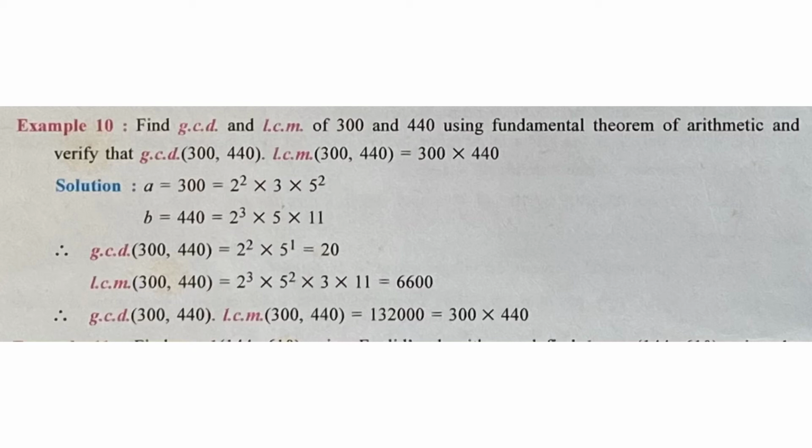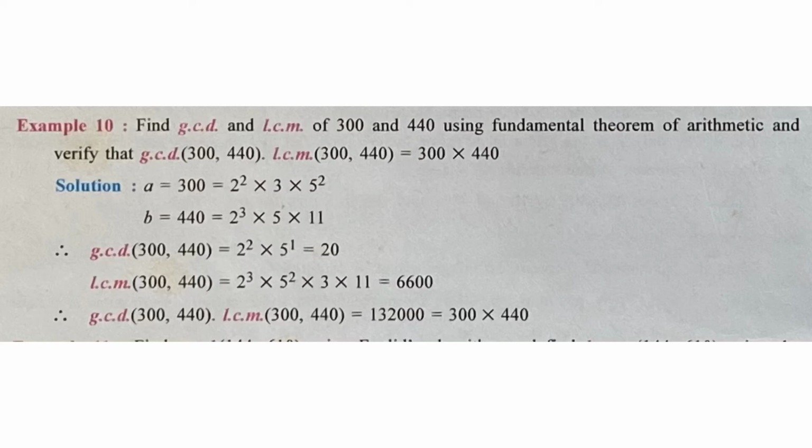Now the highest common factor, that is GCD of 300 and 440, is equal to 2 square into 5. That is, the common factors between 300 and 440 is 2 square into 5, that is equal to 20. And its LCM is 2 cube into 5 square into 3 into 11, that is equal to 6600.